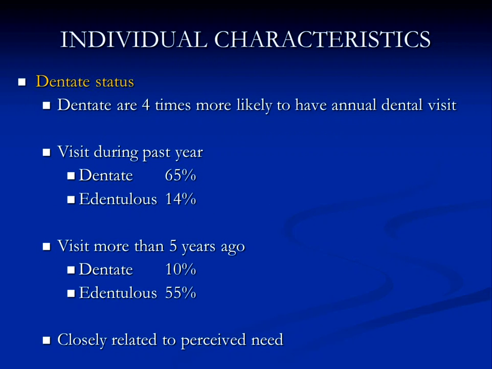The third factor of utilization is individual characteristics. Whether a person has teeth or not really impacts whether they're coming to the dentist. So people that have teeth, that are dentate, are four times more likely to come to the dentist. And you can see the statistics here. The dentate individuals, 65% of that population is coming to the dentist, compared to 14% of people that are edentulous.